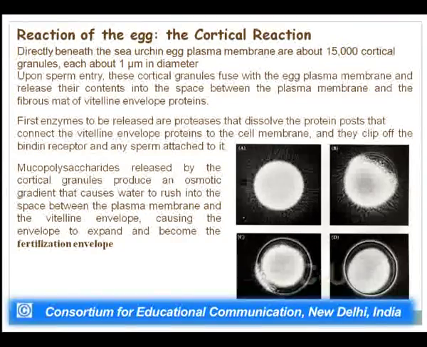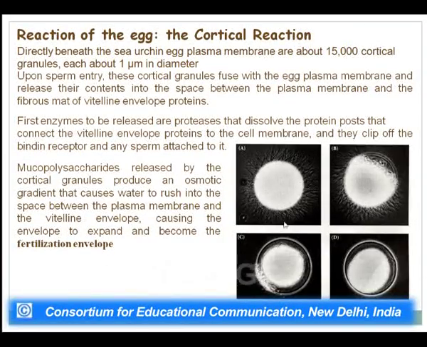So, the enzymes released are the proteases from the cortical granules, and these proteases also cause the degradation of the protein posts which are connecting or keeping in place the vitelline envelope and the egg plasma membrane. The next enzymes that are released are the mucopolysaccharides. These mucopolysaccharides released by the cortical granules produce an osmotic gradient that causes water to rush into the space between the plasma membrane and the vitelline envelope, causing the envelope to expand and become the fertilization envelope.